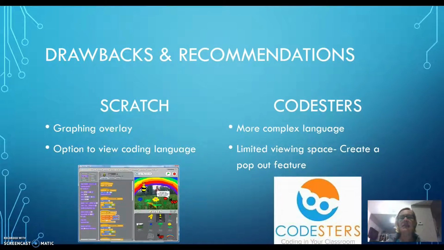So, some drawbacks and recommendations. Since I'm very novice to coding, I don't have as many recommendations and drawbacks, because to me everything seems great right now since it's all so new and I'm loving it. But for Scratch, I wish it had that graphing overlay. Again, that's why I had to go to Codester. Also, I wish they had the option for viewing the coding language, because for Codester, like I said, it's easy to use and you get that language, whereas Scratch is still those tiles.